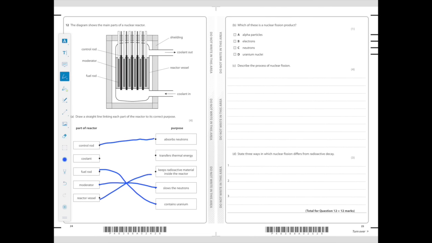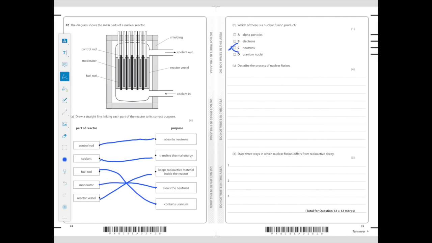That makes sense. So the coolant transfers thermal energy. That also makes sense. Which of these is a nuclear fission product? So remember that's what is made after nuclear fission takes place, and remember nuclear fission is the splitting of the atomic nuclei which releases neutrons, which is why C is the answer here.